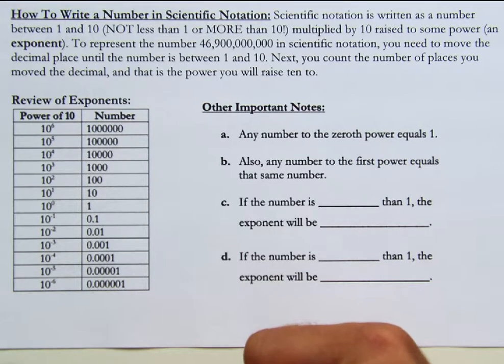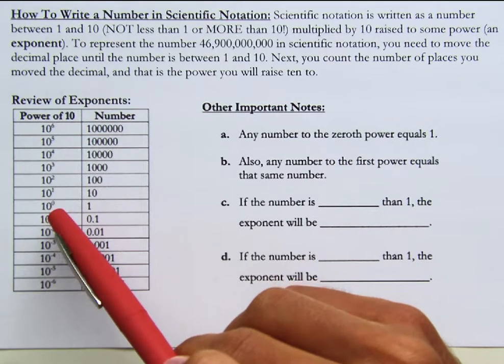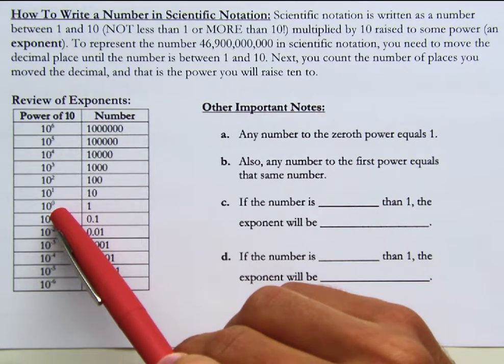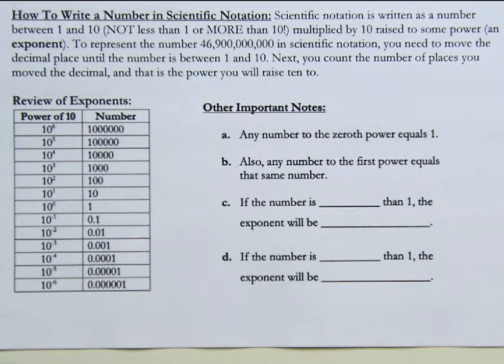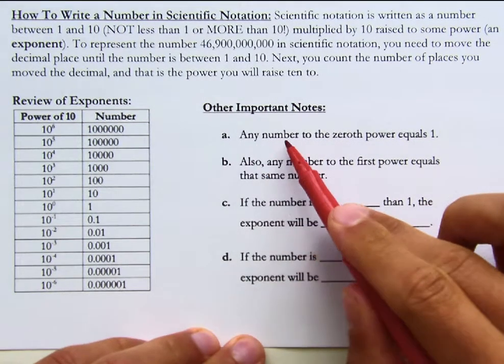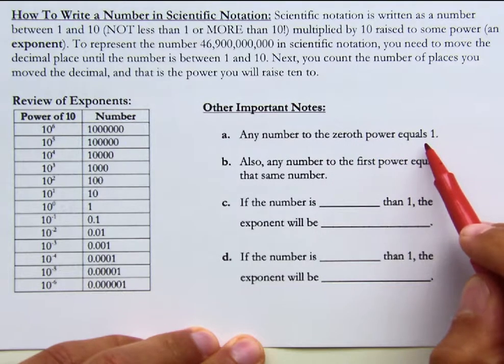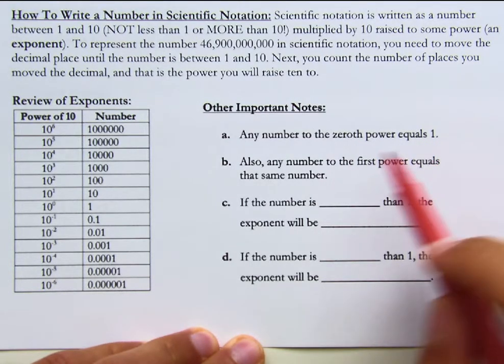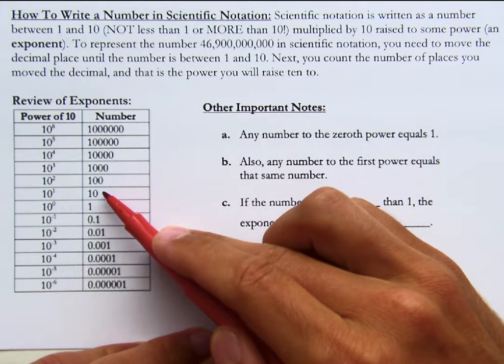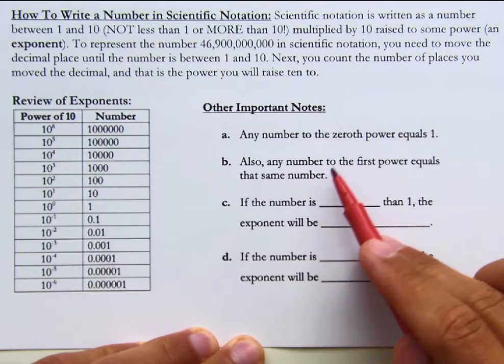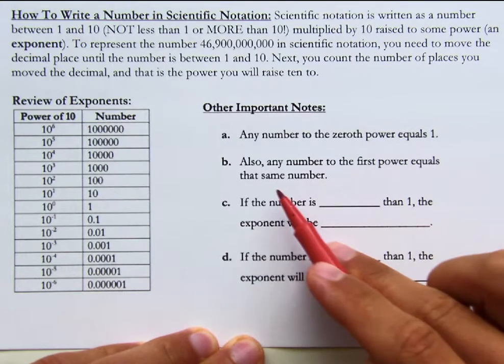So just a little review of exponents. 10 to the 0 is 1. Okay. In fact, that's one of our things here. It says any number to the 0th power equals 1. So that's a big idea. 10 to the first power is 10. And that's our next point here. Any number raised to the first power is equal to that same number.